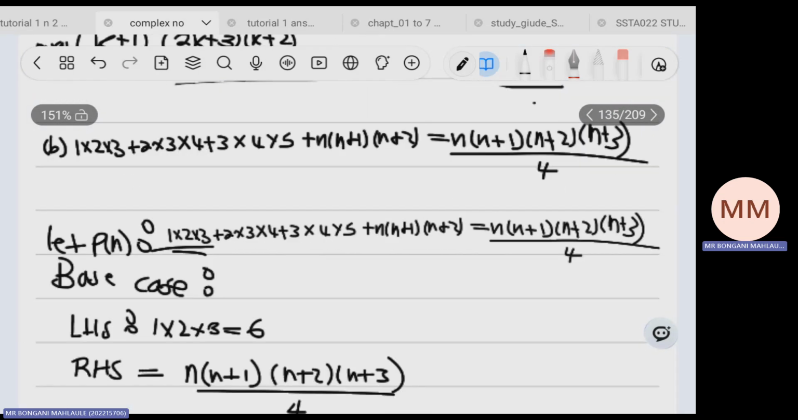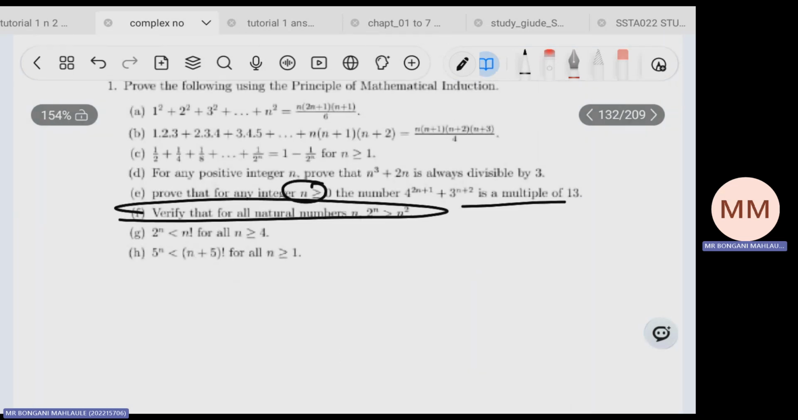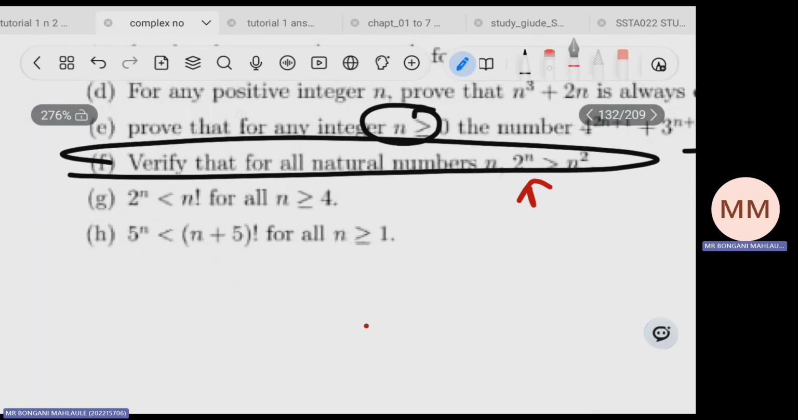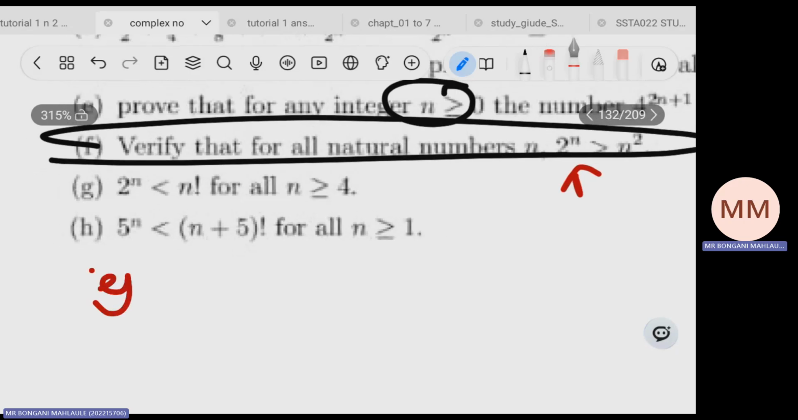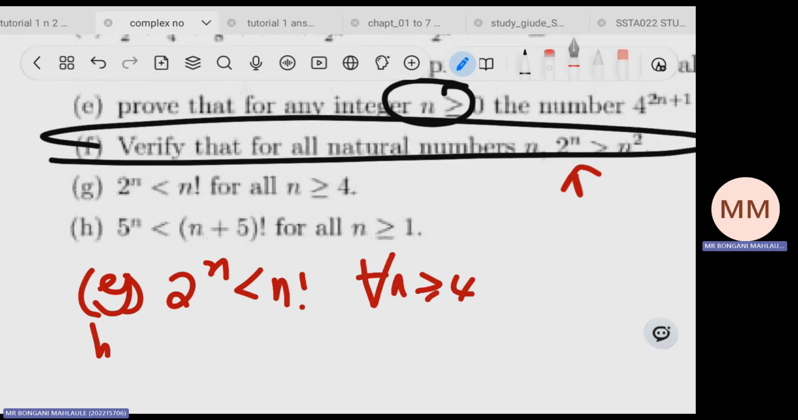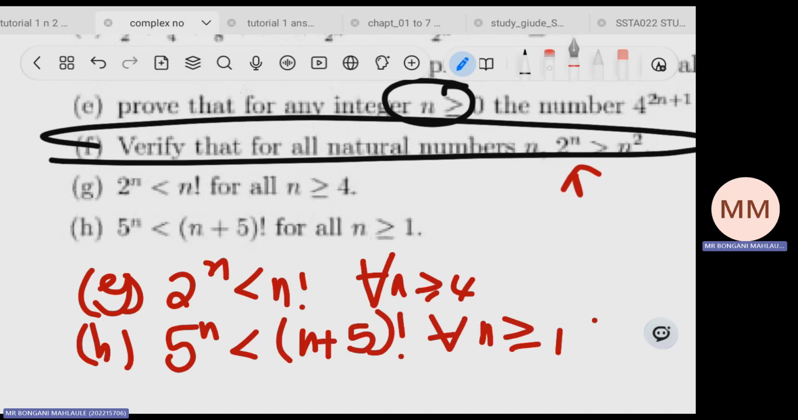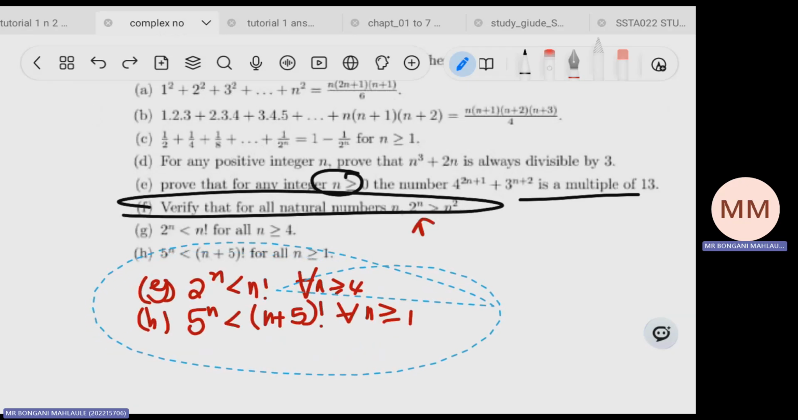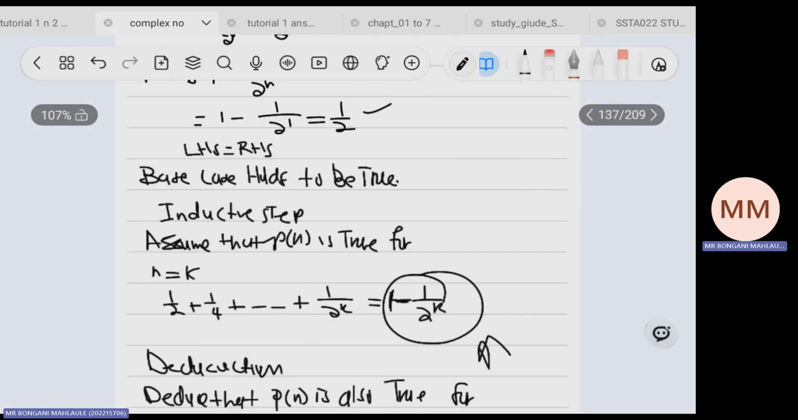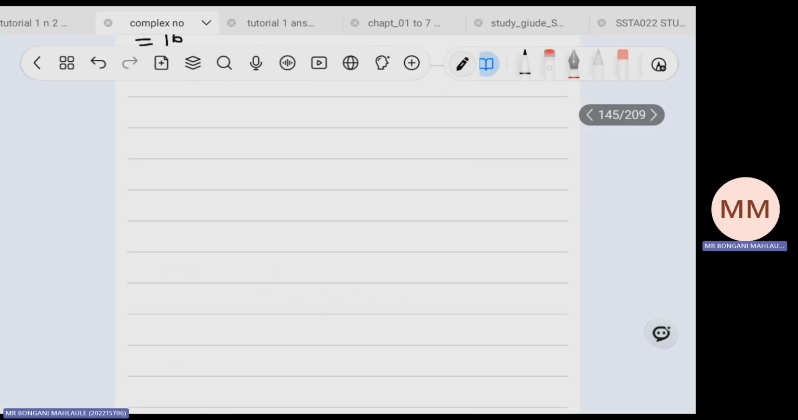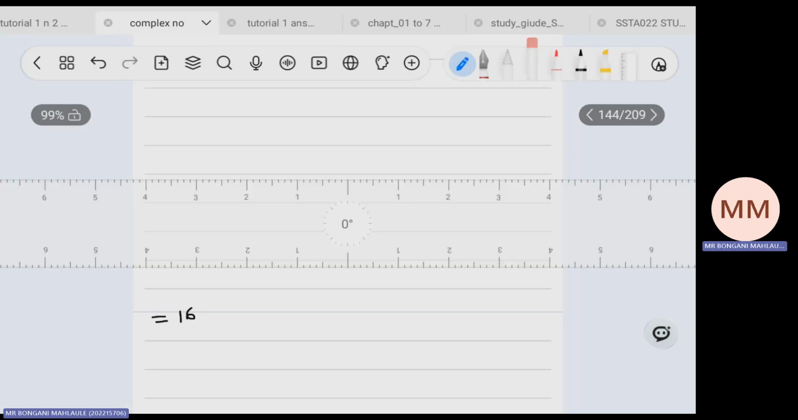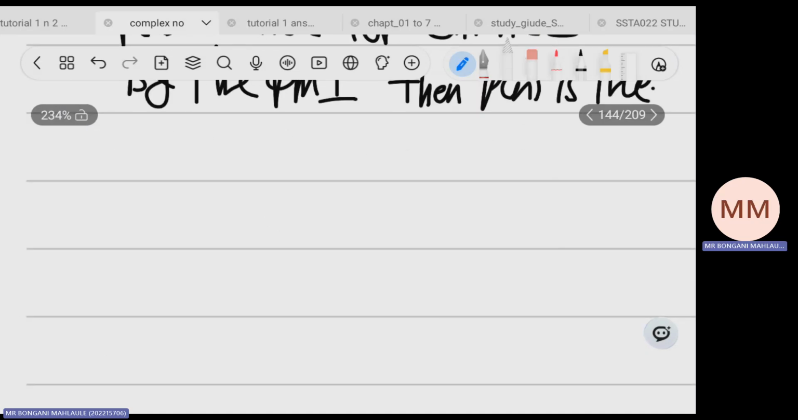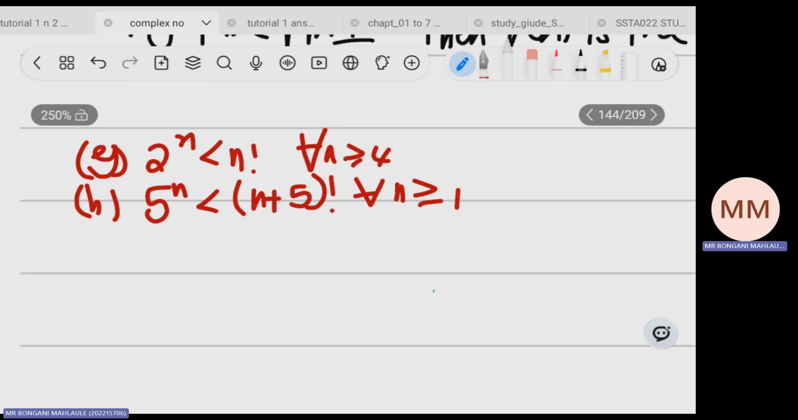So let's see the next one. So now I'm going to take letter F. Okay, I'm going to skip F. I want to take letter G and H. So this is what we're having.